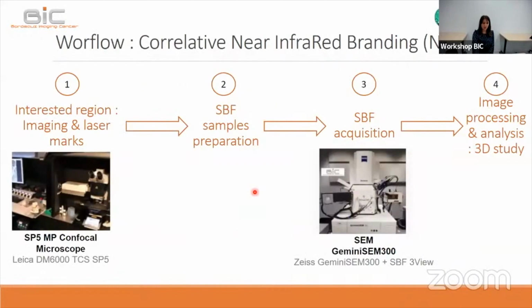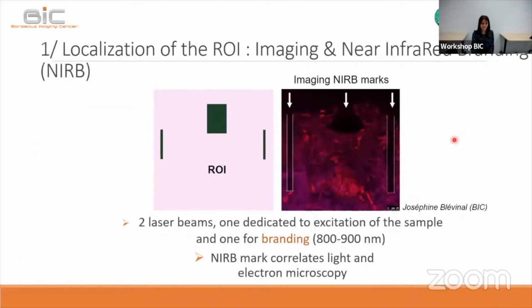So we can summarize the workflow in 4 steps. The first step is to image and do the laser marks, so find your region of interest. After that, we perform the sample preparation for SBF. And then we do the acquisition, and the last step is image processing and analysis. So we go into detail for each step.